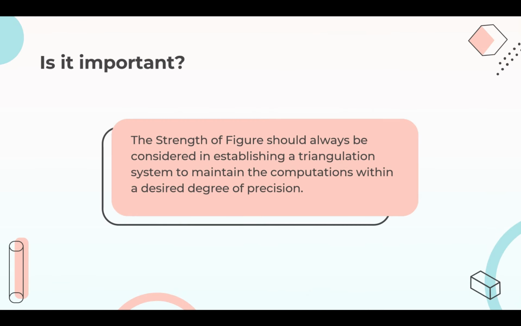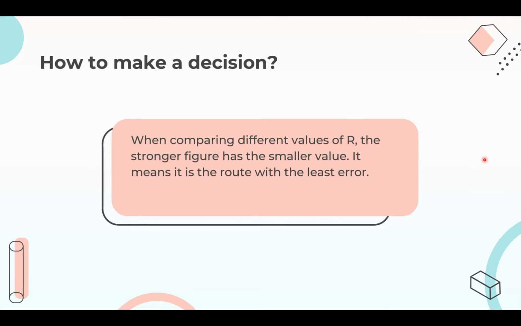So is it important? The strength of figure should always be considered in establishing a triangulation system to maintain the computations within a desired degree of precision. So yes, it is important. It plays an important role in deciding the layout of our triangulation network. So how do we make a decision? When comparing different values of R, the stronger figure has a smaller value. This means it is the route with the least error, and we will know what this decision making means later when we apply it.